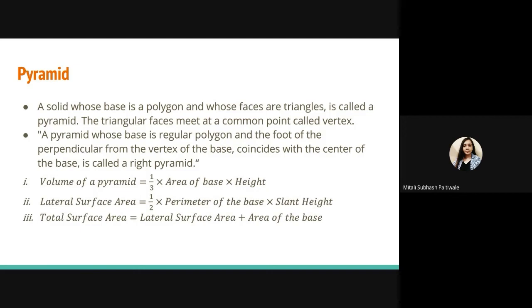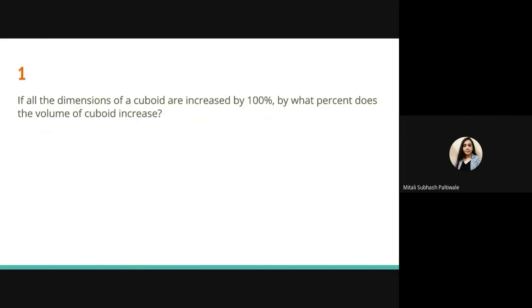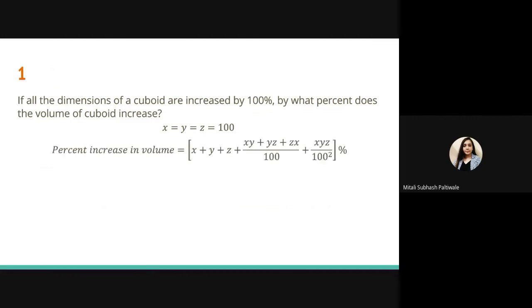The very first example which we are having is this one. If all the dimensions of a cuboid are increased by 100%, then by what percent does the volume of cuboid increase? One thing which I want you people to understand, that if at all the dimensions are getting increased, then the volume will get increased by the same percentage. Okay, but at times the property remains the same, but at times it may get different from what we have seen.